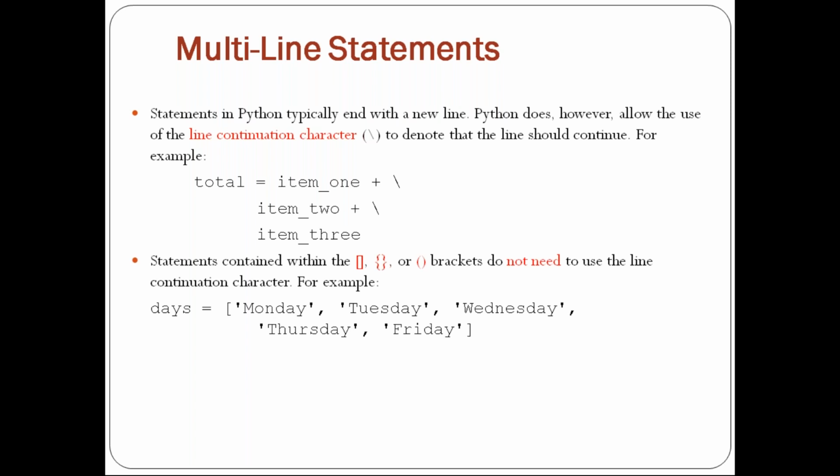Otherwise, suppose your statement is enclosed in opening and closing square brackets, or opening and closing curly braces, or opening and closing curved brackets, then we need not make use of this line concatenation operator. An example is days equals Monday to Friday, and this statement was scattered over two lines. But we haven't used the line concatenation operator in this case. Why? Because this was contained in opening and closing square brackets.